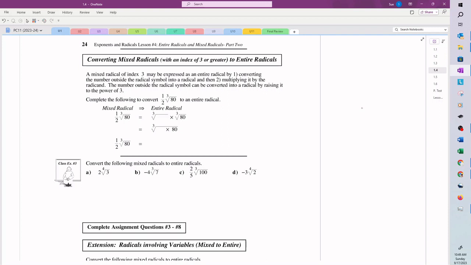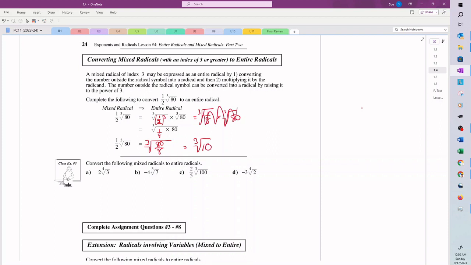I'm going to do the same thing. I've got my 1/2 outside, so I want to bring the 1/2 in, and since it's a cube root, I'm going to make this 1/2 cubed, so that the exponent and the index are the same. So this equals the cube root of 1/8 times the cube root of 80. That is going to be the cube root of 80/8, which is the cube root of 10.